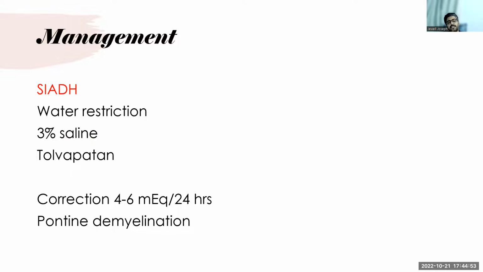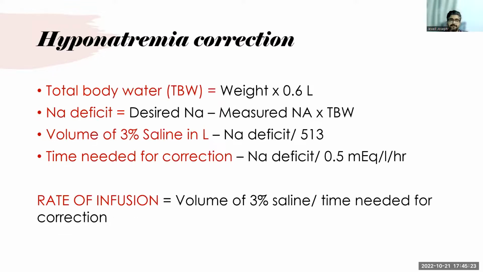And one important thing to consider here is that correction should not be more than 4 to 6 milliequivalent per liter over 24 hours. If you correct more rapidly, there is a risk of pontine demyelination. One more point I want to stress here is that whatever be the sodium of a patient, if the patient is dehydrated, please don't give him hypertonic saline or 3% saline. So always look at the tongue, the skin turgor, etc., to see whether the patient is dehydrated. If the patient is dehydrated, whatever be his sodium level, please don't give him hypertonic saline.